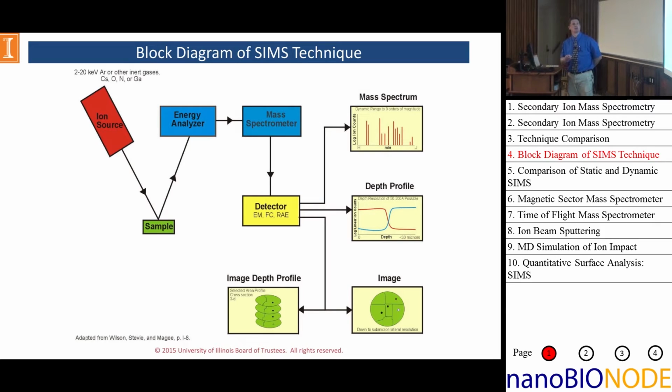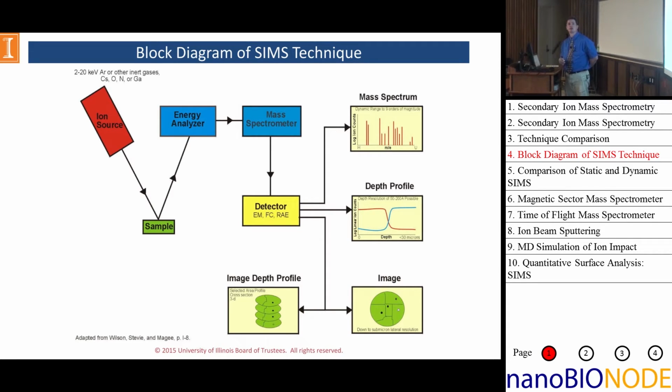We have our sample, and as Rick mentioned, we have to be vacuum compatible. So if you have samples that are biological, we can look at them, but you have to be able to mount them so that they can be put into a vacuum. Finally, we go through an energy analyzer and the mass spectrometer. And then finally, we have many detectors that we can use. The most common is an electron multiplier and Faraday cup, and so that will give us counts. But we can also do some imaging work with resistive anode encoders or channel plates so that we can get out all these different things.